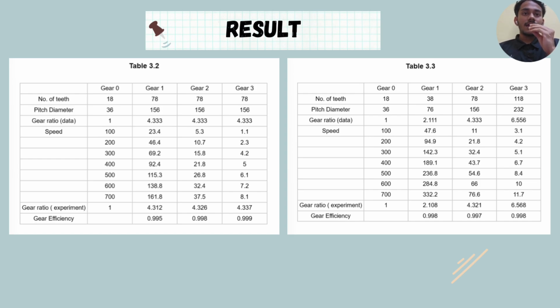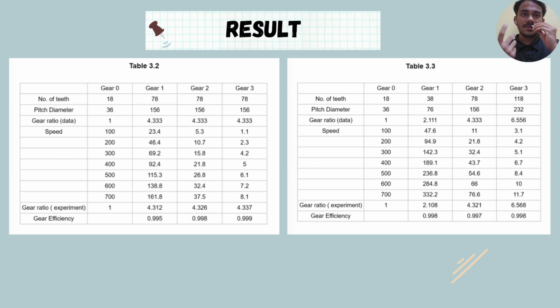6.556. Compared to our experimental data, the first is 2.108, the second is 4.321, and the last is 4.568. When we compare the data and the experiment, the gear efficiency is 0.998, 0.997, and 0.998. Basically, it's very close to 100%, same as before.